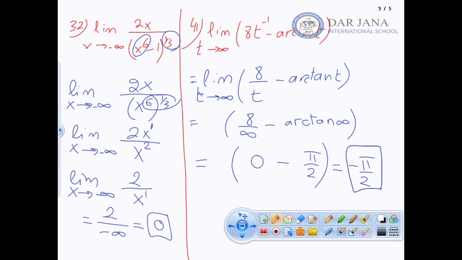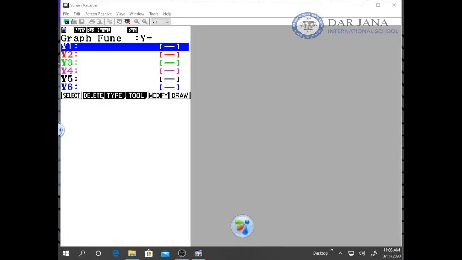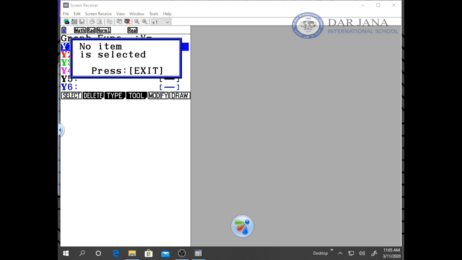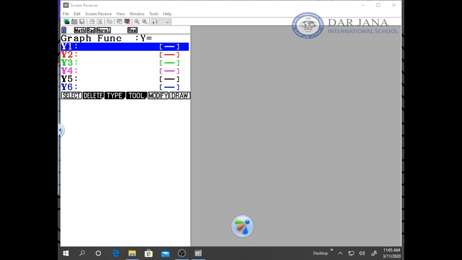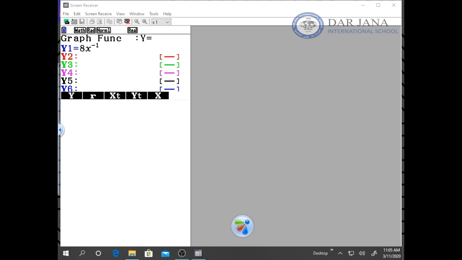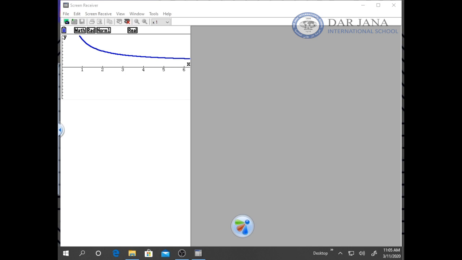Well, actually, guys, every time, check your answer using the graphical calculator. Let's write the function: 8 x exponent negative 1, or you can write it as 8 over x, plus arc tan, shift tan, x. Now let's graph it. As you can see, as x approaches infinity, it's approaching a certain number.